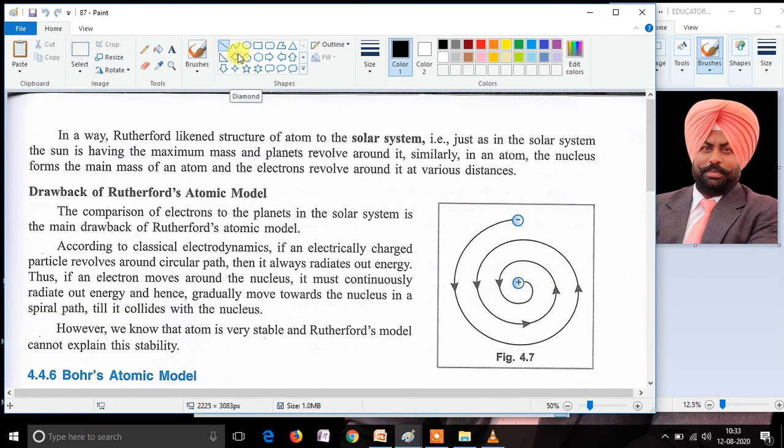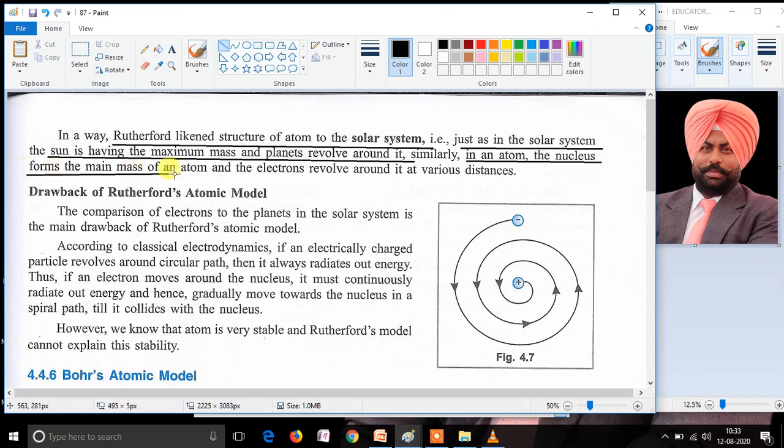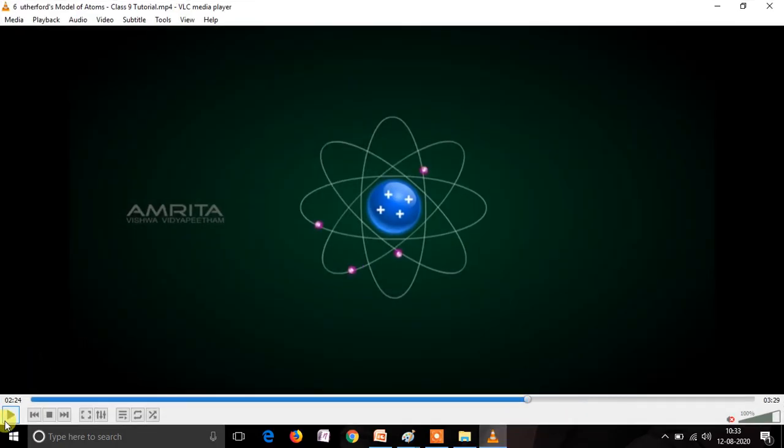As Rutherford conducted the experiment and gave his conclusions, he further linked his structure of the atom to the solar system. He said that as in the solar system, the sun is in the center and the planets are revolving around it, similarly, in an atom, the nucleus is in the center of the atom and electrons are revolving around it at various distances.